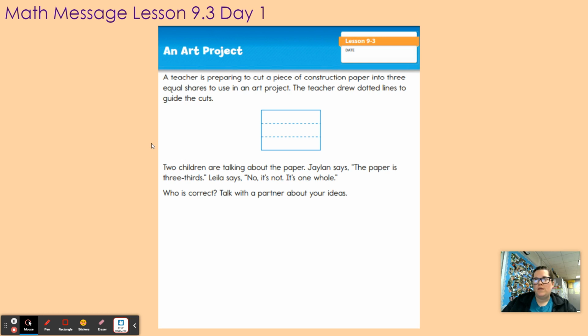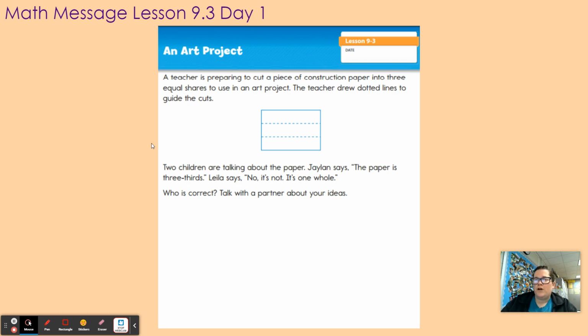So to start with, we have a project here. It says the teacher is preparing to cut a piece of construction paper into 3 equal shares to use it in her art project, and the teacher drew the dotted lines to guide her where she would cut. So that's what we see in that picture there.